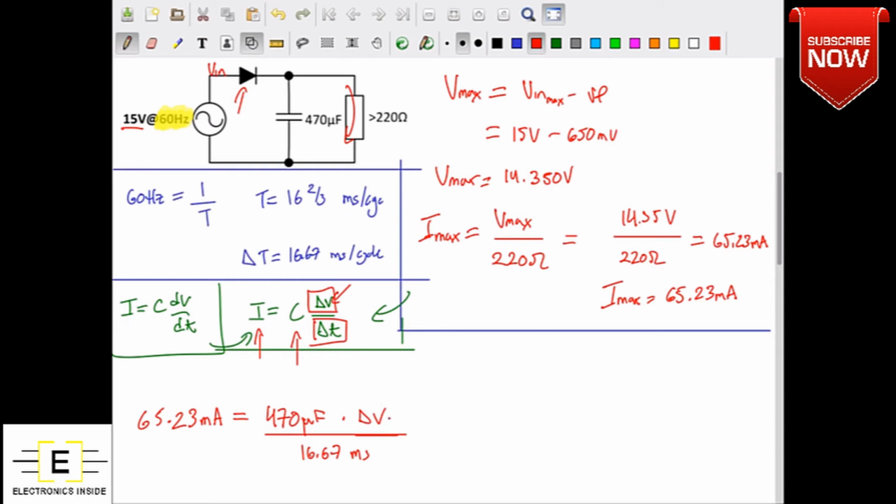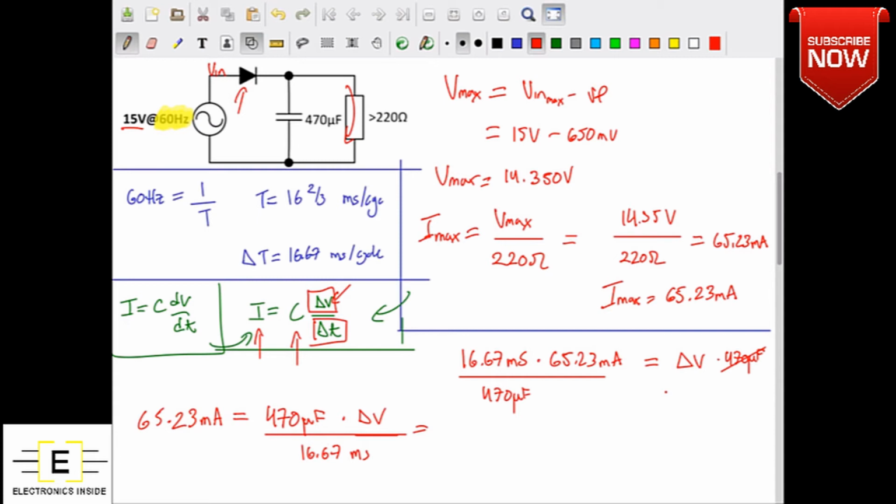We need to solve for that delta V, and we'll do that by multiplying both sides by 16.67 milliseconds. We get 16.67 milliseconds times 65.23 milliamps equals our supply ripple times 470 microfarads. We can divide both sides by 470 microfarads, and that gives us the supply ripple alone.